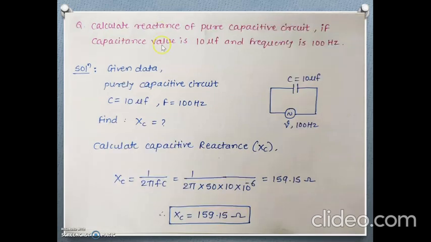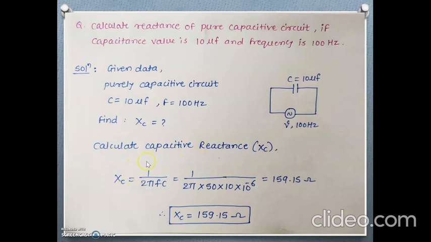The next numerical: calculate the reactance of a pure capacitive circuit if the capacitance value is 10 microfarad and frequency is 100 Hz. Given data, it is given that it is a purely capacitive circuit. So drawing a purely capacitive circuit with capacitance value 10 microfarad across a voltage V having frequency 100 Hz. Capacitance value is given 10 microfarad and frequency is given 100 Hz. We have to find XC.